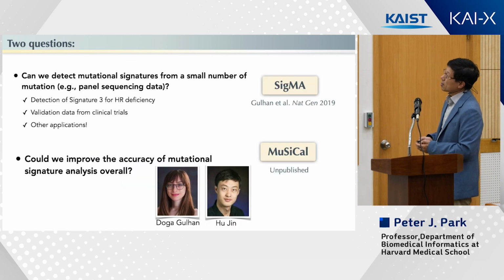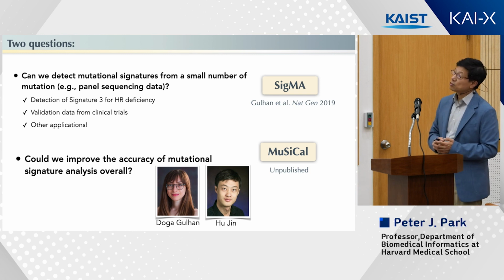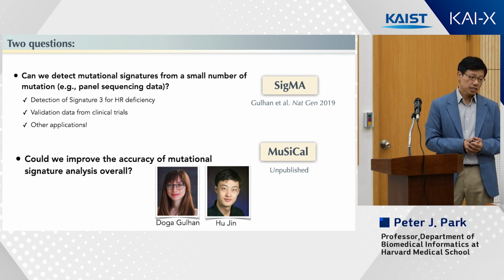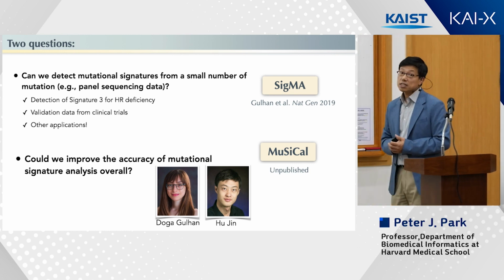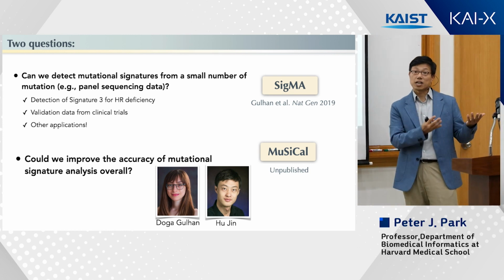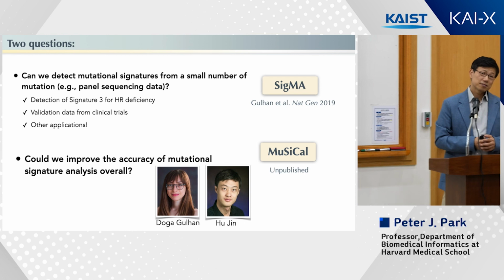Okay, so I'm going to show you two examples of how we've worked on improving this. One is to discuss how to do this in the context of panel sequencing data. Panel sequencing is what is typically done if you go to a hospital right now. Any major academic hospitals in the US, many of the hospitals in Korea, if you have cancer, they might do a panel sequencing.